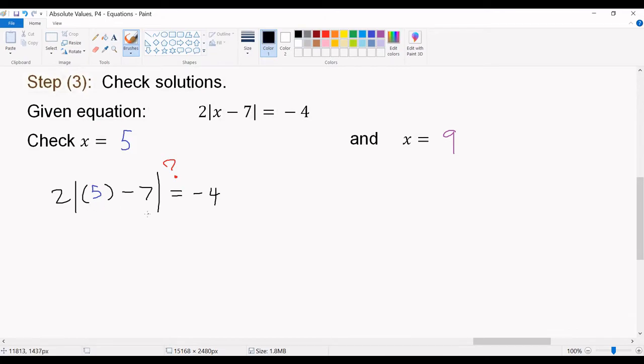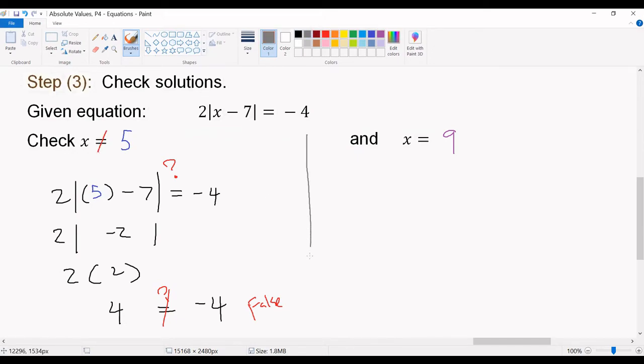So we're going to simplify the left-hand side. We have 2 times the absolute value of negative 2. This gives us 2 times 2, which is 4. So what we're checking now is to see if 4 equals negative 4. In this case, it does not. So this is a false statement. That tells us that x cannot equal 5.